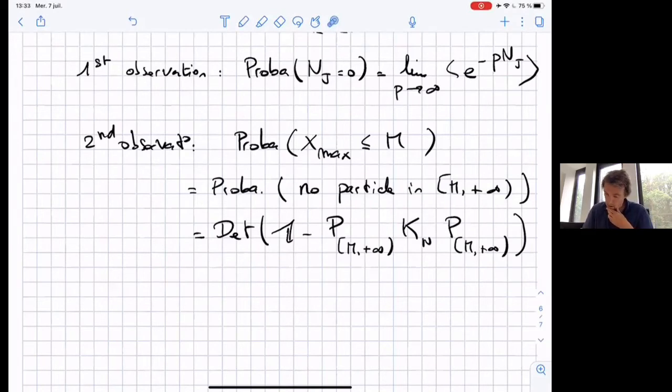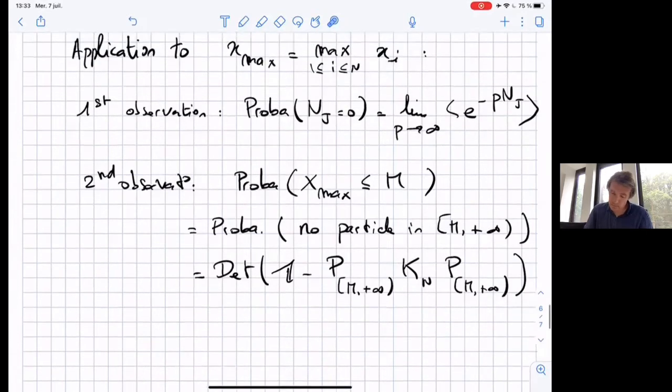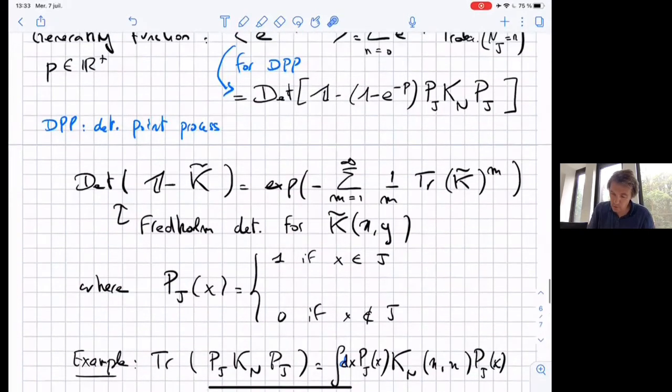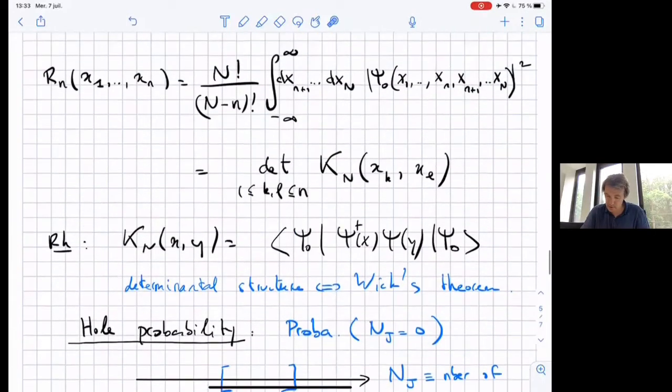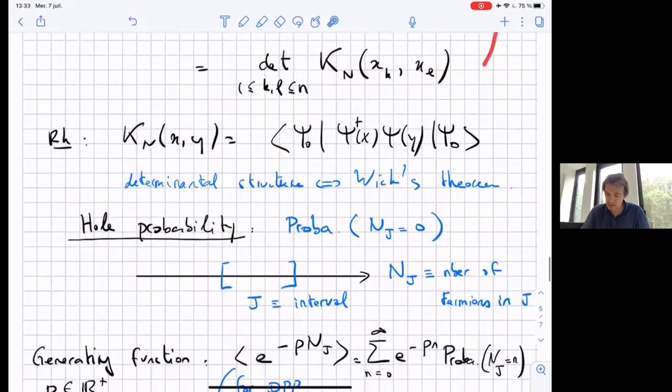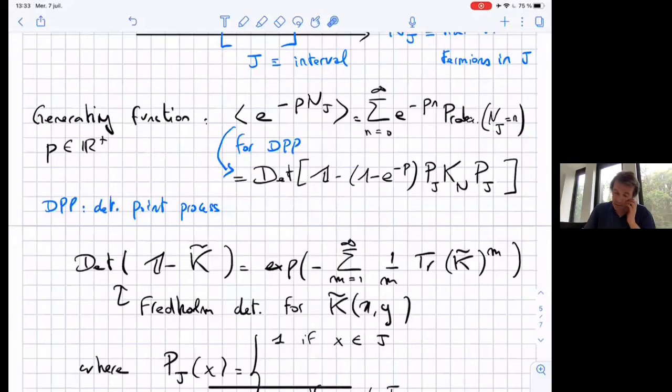So with this kind of formula you can compute whatever you want regarding full counting statistics in your system. What is crucial, of course, is that you need to have a good knowledge of your kernel, because you have seen that this is the object that controls everything in your system. We have seen that it gives all the correlation functions, and now you see that it also controls the full counting statistics through this kind of formula. So it's clear that you would like to have a precise knowledge of this kernel.